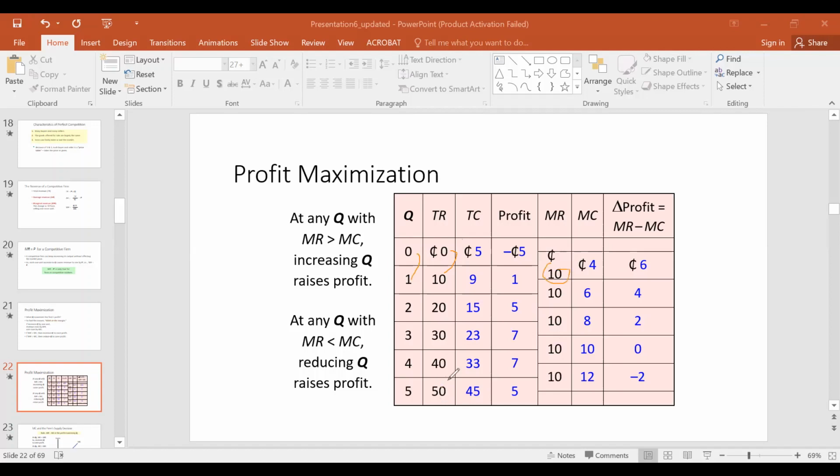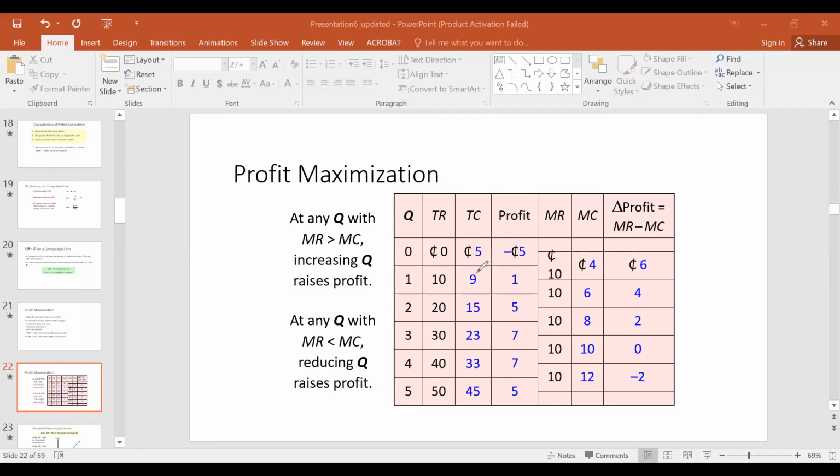20 minus 10, you get 10. 2 minus 1, you get 1. Change in total revenue over change in quantity, you still get 10. And it's not surprising because marginal revenue is constant. This constant number here is equal to the price. It also tells you that you are in a competitive market.